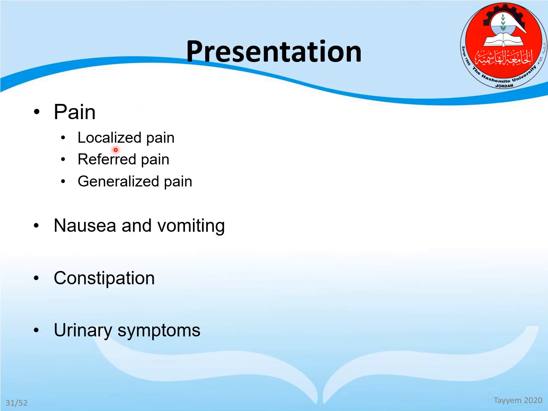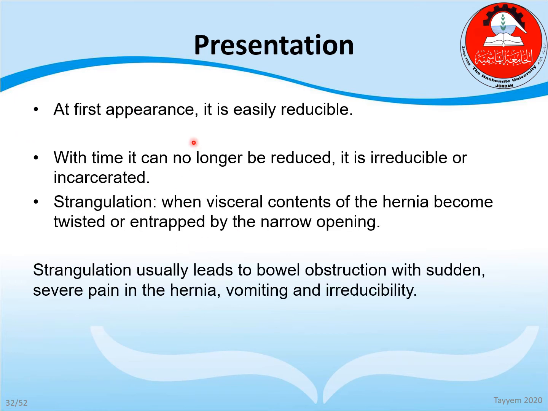Presentation: pain could be localized or referred pain or generalized pain, nausea, vomiting, constipation, and urinary symptoms. Initially, it is easily reducible, but with time, it becomes irreducible. Strangulation ensues when the visceral content of the hernia becomes twisted or entrapped, and its blood supply has been compromised.